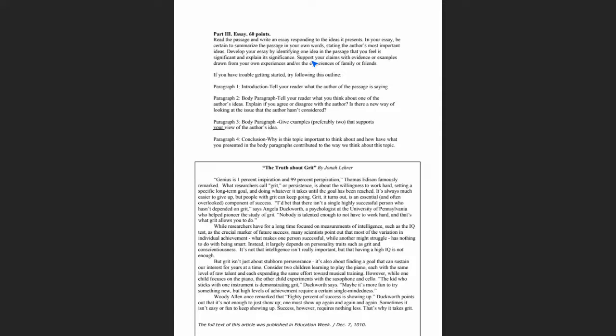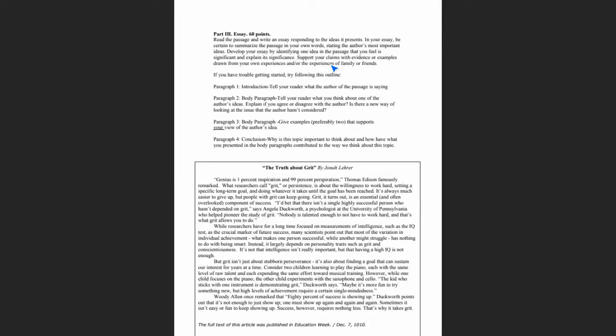And then see this part here where it says support your claims with evidence or examples drawn from your own experiences or the experiences of family or friends. So for this part, you cannot just repeat what is stated in the essay. You can't just repeat or summarize the author's examples. You need to give your own. Now, they can be from your life or they can be from the lives of family or friends.